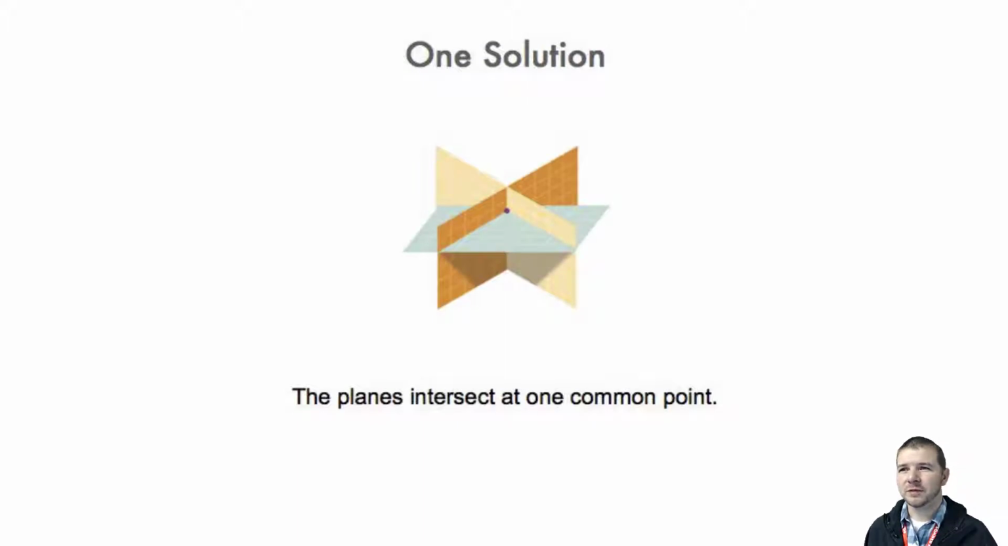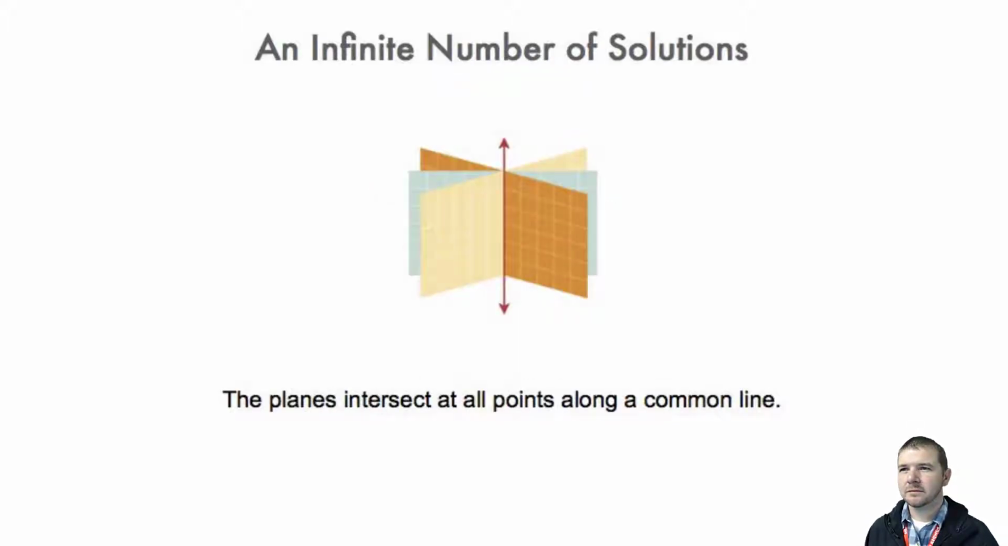Here's an example with one solution. Note the planes intersect, and there is a single point that's in all three planes. And an example with an infinite number of solutions. Note that all three planes intersect at a line. So all points on that line, the infinitely many points on that line, are solutions of this system.